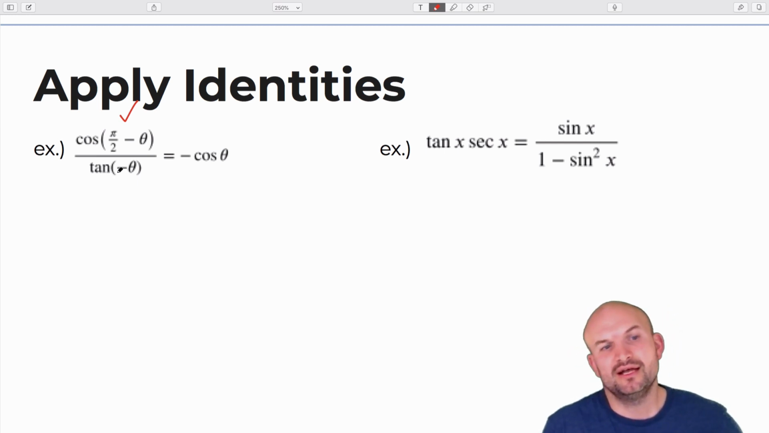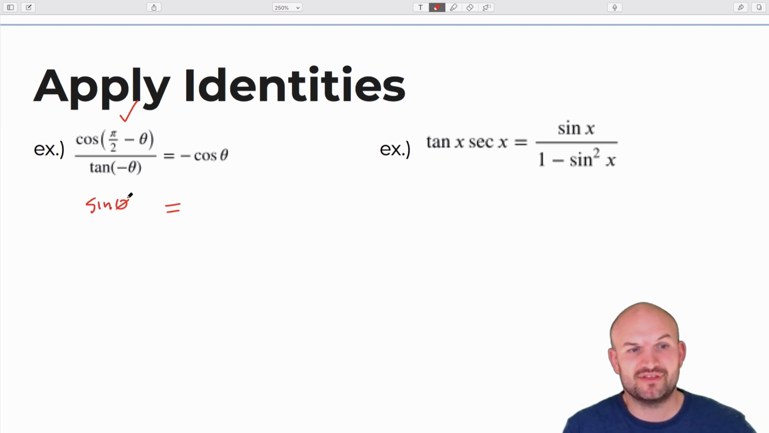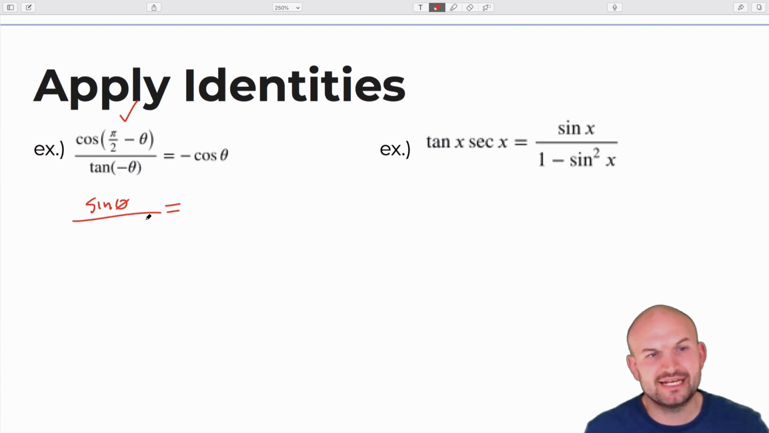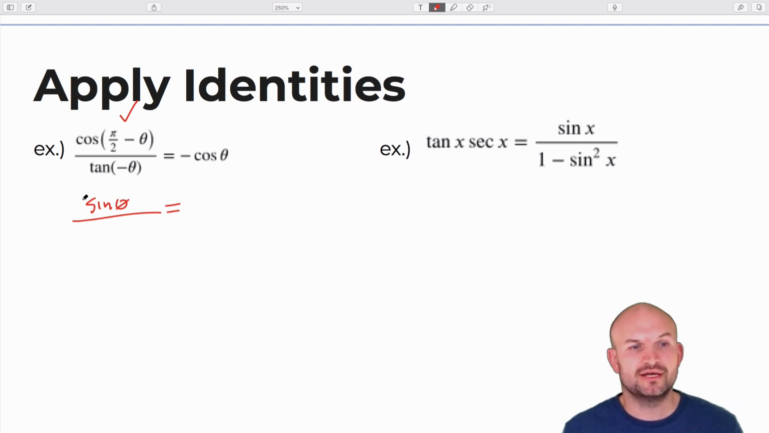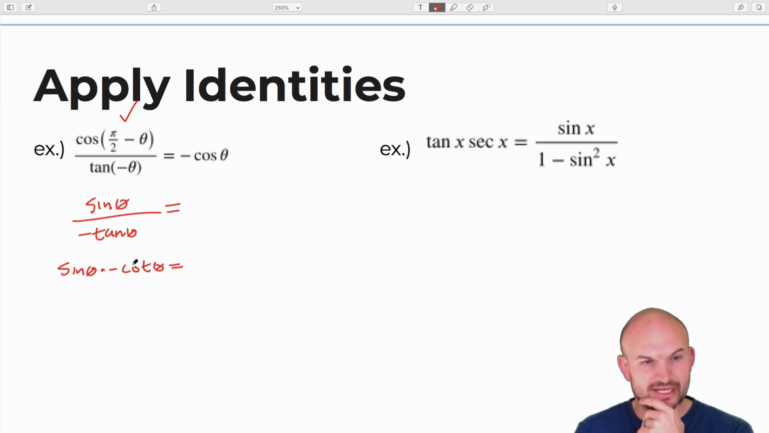Well, there is division, but there's nothing really I can apply right now. So the first thing I'm going to want to do is just go ahead and use my identities. I recognize that cosine of pi halves minus theta is really sine of theta. And the even-odd identity for tangent is going to be a negative tangent of theta. Now again, I could rewrite this as sine of theta times a negative cotangent of theta, right? Instead of dividing by tangent, you could multiply by cotangent. And cotangent is cosine over sine. And therefore, you can see that's going to equal a negative cosine of theta.